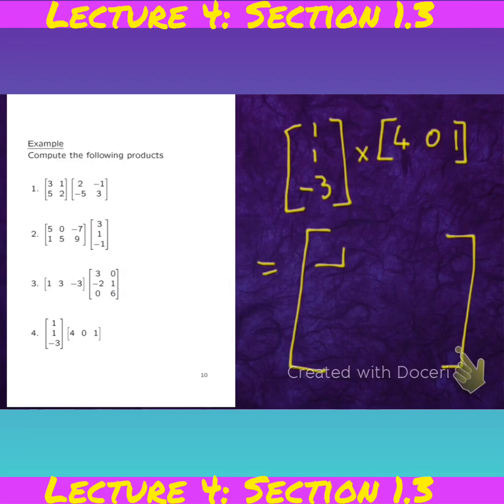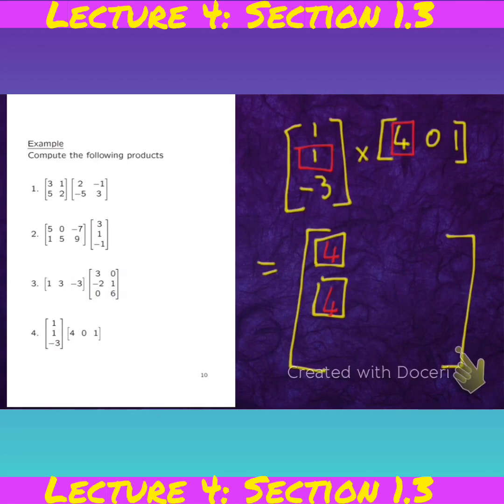The entry in the first row and the first column is going to be the first row of the first matrix, dot product with the first column of that matrix. So that is going to be 1 times 4, which is 4. Then the entry in the second row in the first column: you move on to the second row of my matrix, and you dot that with the first column of the second matrix. So that's 1 times 4, which is going to be 4.